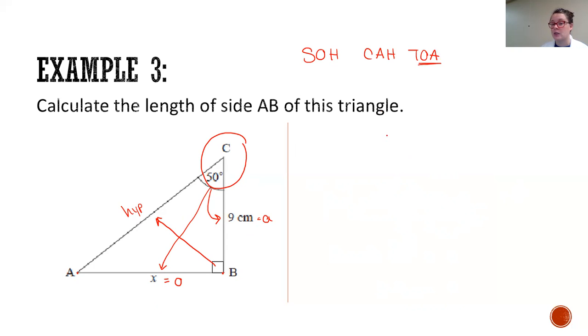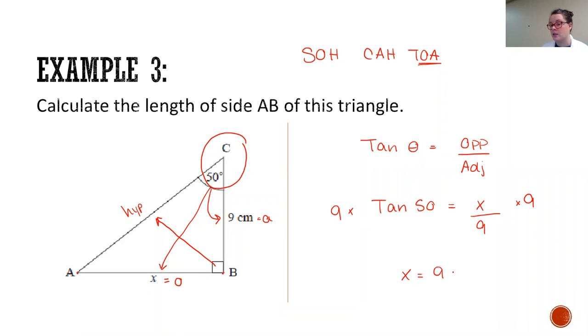Tangent is the one that uses opposite and adjacent. So the tan of an angle is equal to opposite over adjacent. Let's put in our information. Tan of 50 is equal to, the opposite side is X over adjacent, which is 9. Rearranging it, multiply both sides by 9. X is equal to 9 times the tan of 50. 9 times the tan of 50 will give you 10.7 centimeters.